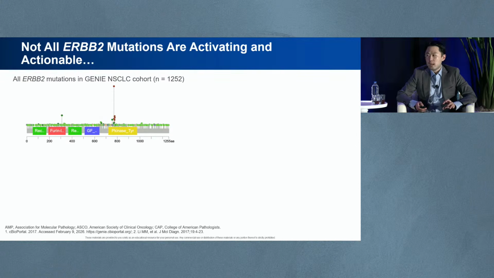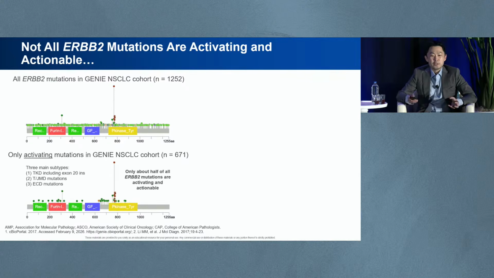Another point that I wanted to really highlight today is that not all HER2 mutations that we detect in our NGS and see in our report are actually activating or actionable. To demonstrate this point, here we have a plot showing all the HER2 mutations from NGS that were reported in a molecular database in patients with advanced non-small cell lung cancer. Each dot represents one mutation detected across the gene, and the peaks represent multiple mutations. But when we filter these mutations for only the ones that are activating, the 3 main subtypes that we talked about, only about half of the HER2 mutations remain.